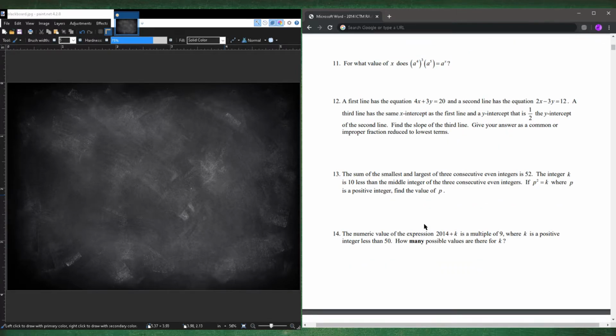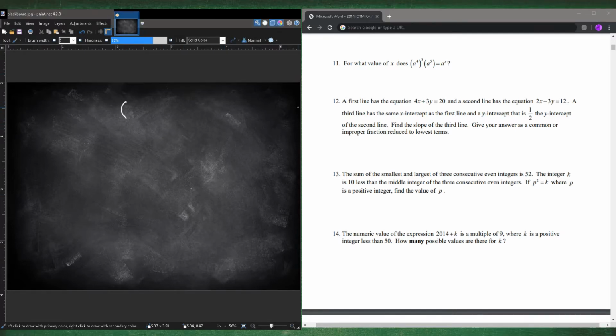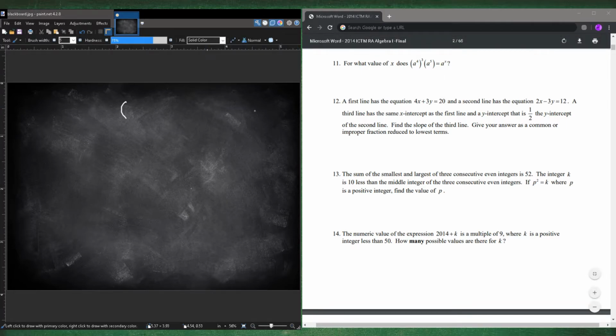Number 12, first line has the equation 4x plus 3y is equal to 20, and the second line has the equation 2x minus 3y is equal to 12. A third line has the same x-intercept as the first, and a y-intercept that's half of the y-intercept of the second line. Find the slope of the third line. Okay, so it has a point that has the same x-intercept as the first line. So that means 0 comma something for the first line. Actually, no, something comma 0.